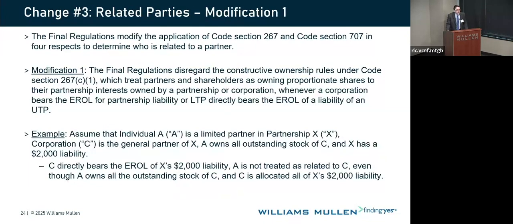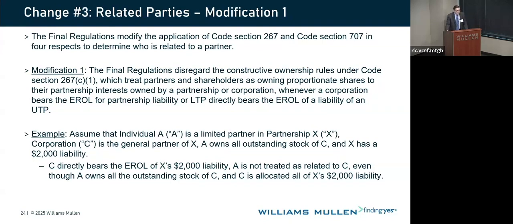So next, there are some modifications, really 4 modifications, with respect to the related party rules under Code Section 267 and Code Section 707 for determining who is related to a partner who bears the economic risk of loss and how we allocate these recourse liabilities. So the first modification is disregarding the constructive ownership rules under Code Section 267(c)(1), which treats partners and shareholders as owning proportionate shares of partnership interests owned by a partnership or corporation whenever a corporation bears the economic risk of loss for a partnership liability or a lower tier partnership bears the economic risk of loss of a liability of an upper tier partnership.